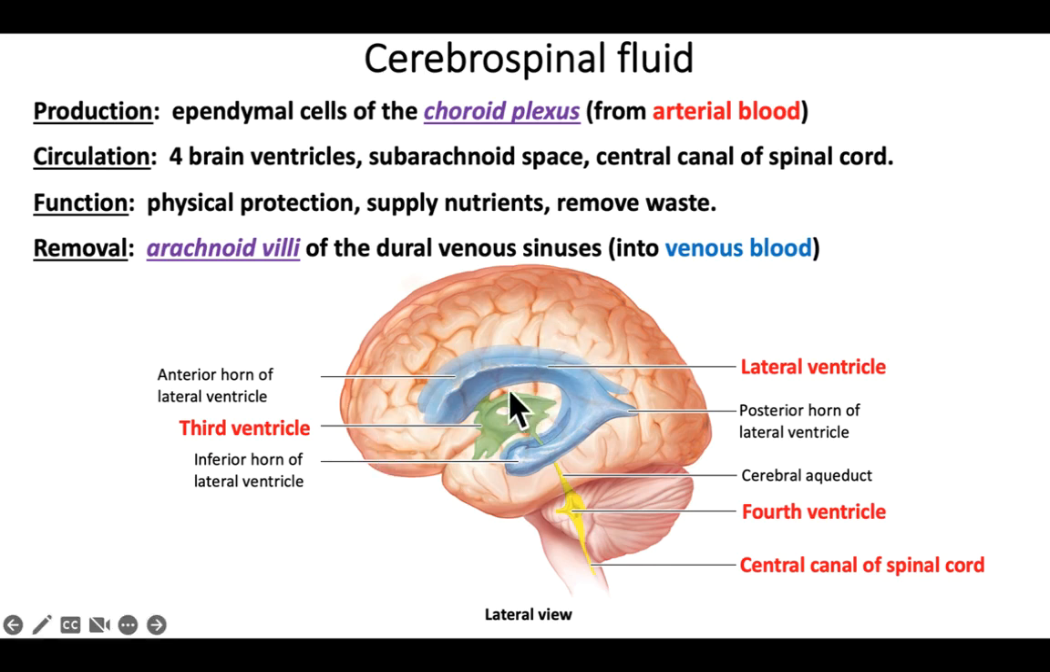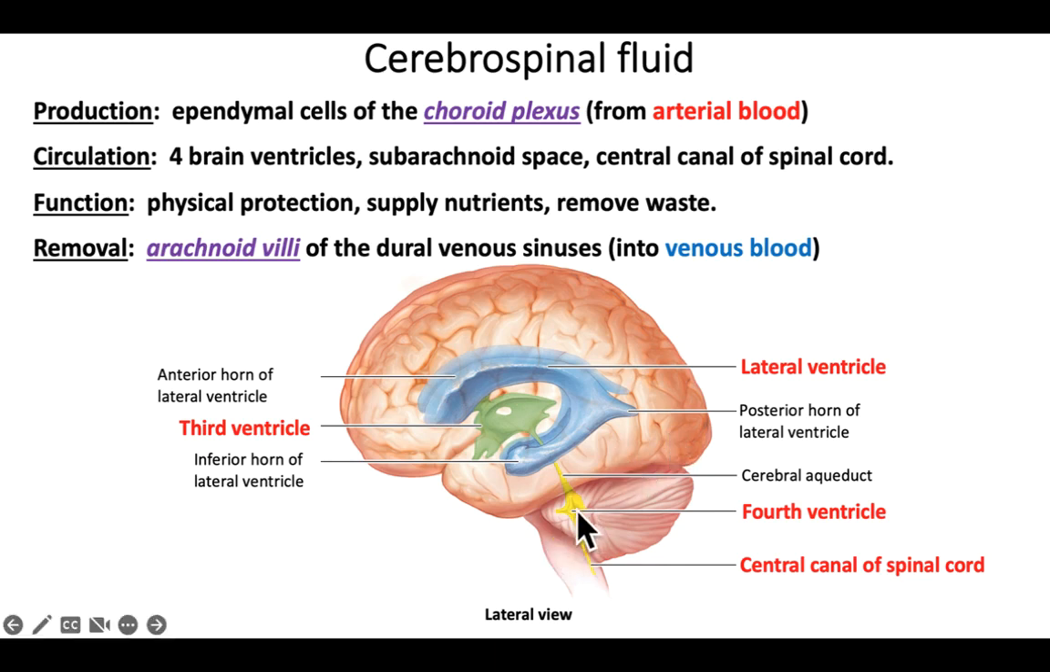Then they connect to a third ventricle called the third ventricle, which is basically in the diencephalon. Then there's a little tube that connects to the fourth ventricle. And this little tube is called the cerebral aqueduct. Aqueduct is basically like a duct for water, but instead of water, it's actually cerebrospinal fluid.